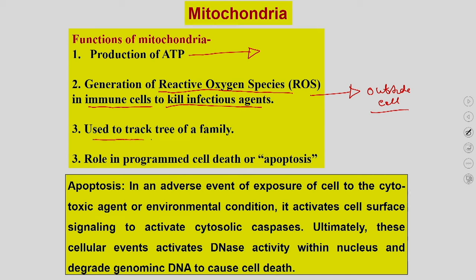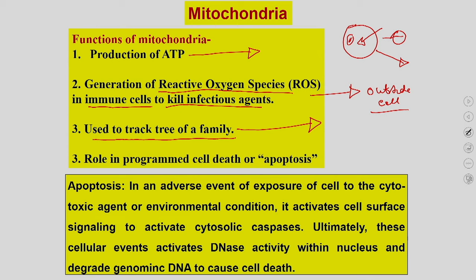Similarly, the mitochondria is the only organelle used to track the family tree of any human or any animal. Why is it so? Because the mitochondria is the only organelle that remains within the ovum. During fertilization, you have the ovum and the sperm. After fertilization, the mitochondria present inside the sperm is lost, because only the nucleus part goes inside the ovum. The ovum contains the mitochondria, and that mitochondria continues from one generation to many generations, so if you follow the mitochondria you can track their family tree.